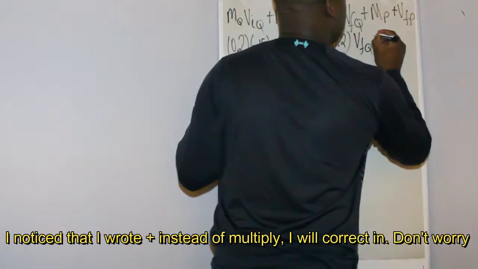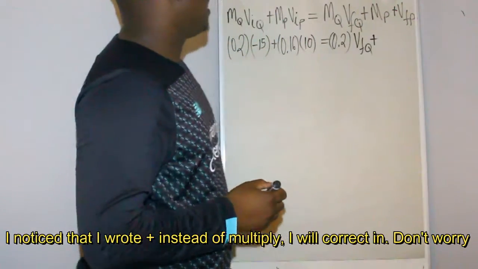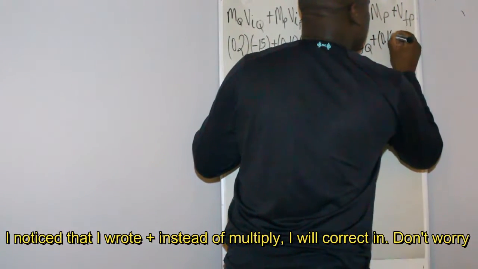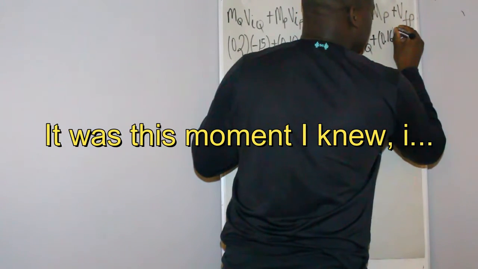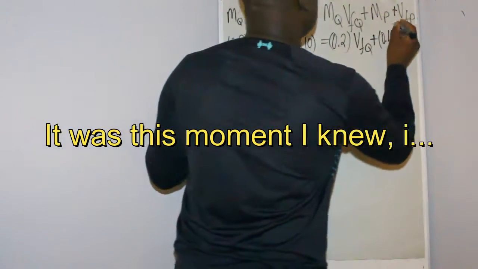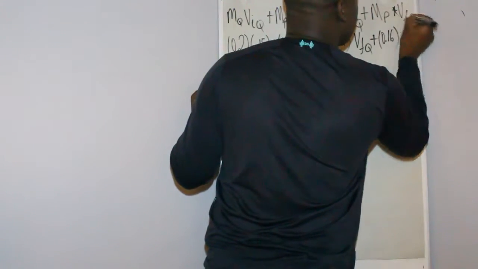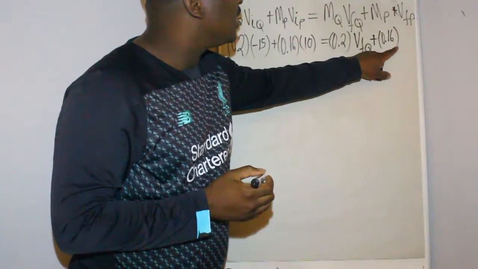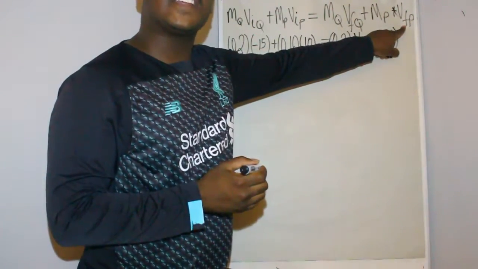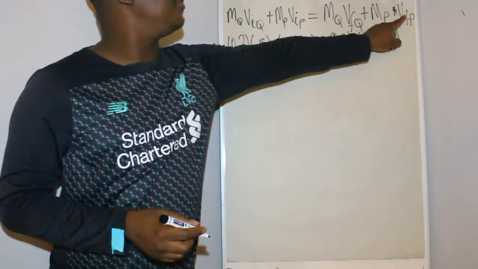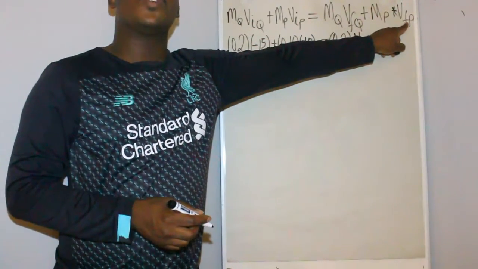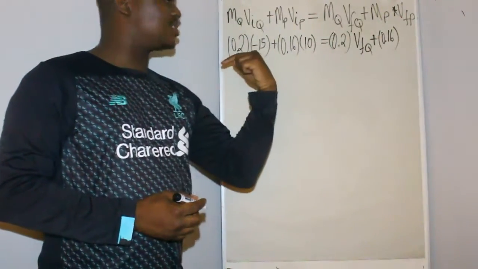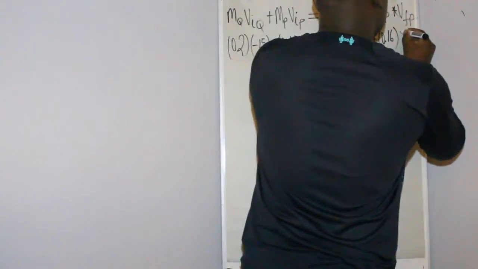Then plus the mass of P, which is 0,16, times the velocity of ball P after the collision. You were told that the velocity of ball P after the collision was 5 meters per second west. So it was moving in this direction, and I chose this direction to be negative. So it should be negative 5 here.